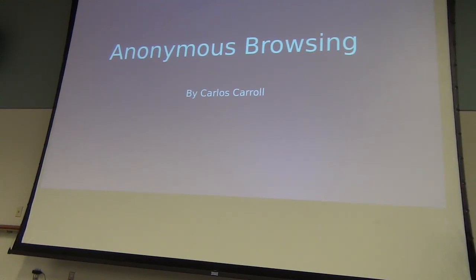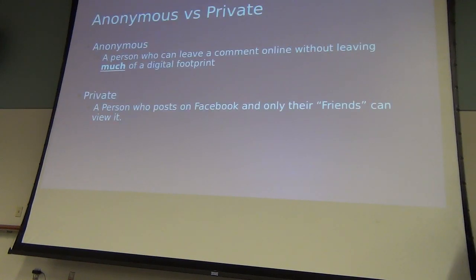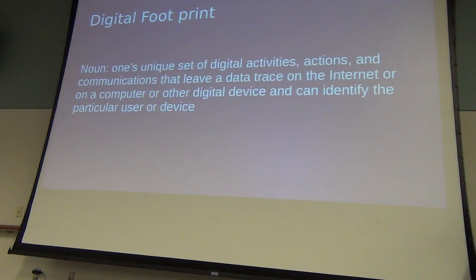I first want to start off with a few definitions. Anonymous versus private. Anonymous is trying to prevent people from telling who you are. So an example would be like posting on Reddit and no one knowing who that Reddit user is. Private is more of like sending a text to someone and expecting no one to be able to see what's inside the text. People can still know you're texting, but they don't know what you're texting about.